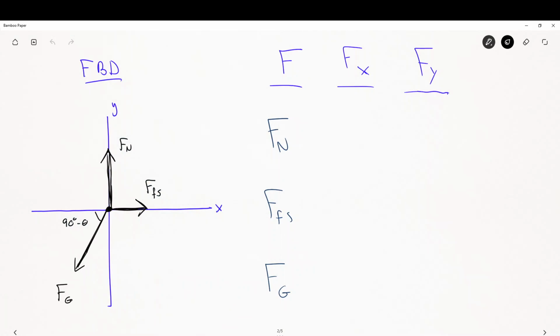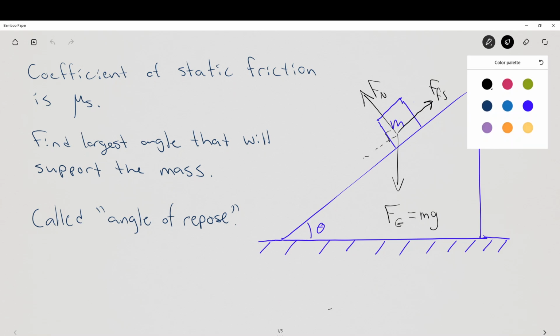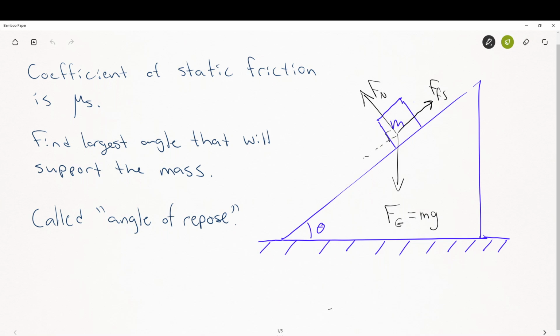So we can construct a free body diagram. I need to introduce some coordinates first. So I need an x-axis and a y-axis. What I'm going to do is draw my coordinates so that the x-axis points up the ramp, and the y-axis is perpendicular to the ramp. And the reason that I'm going to do that is so that the y-axis will be parallel to the normal force, and the x-axis will be parallel to the force of static friction. That's going to make the algebra much easier when it comes to solving the systems of equations associated with Newton's first law.